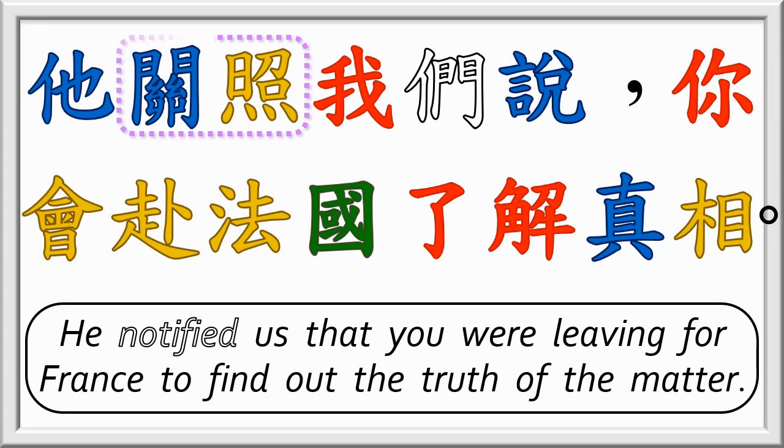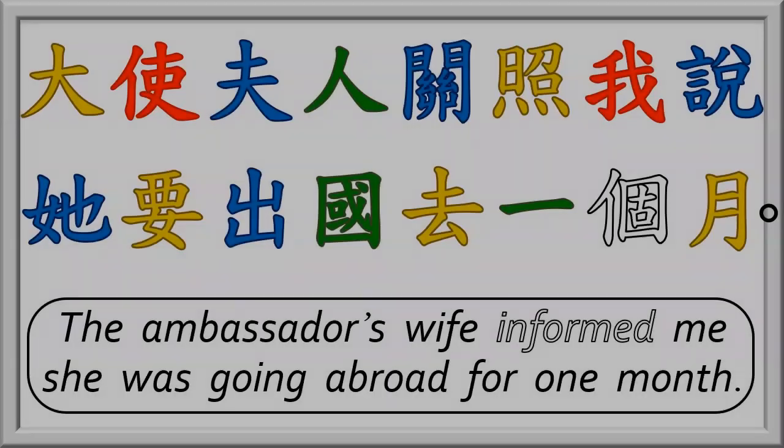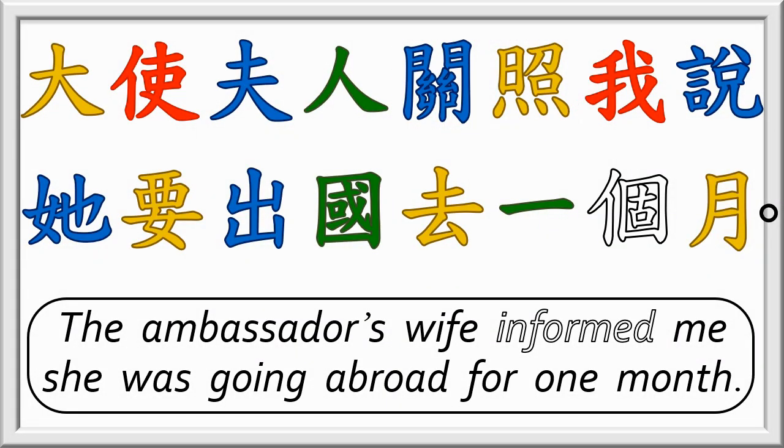他关照我们说，你会赴法国了解真相。He notified us that you were leaving for France to find out the truth of the matter. Notice that 说 is often used in conjunction with 关照 for this meaning of notify verbally. 大使夫人关照我说，她要出国去1个月。The ambassador's wife informed me she was going abroad for 1 month.